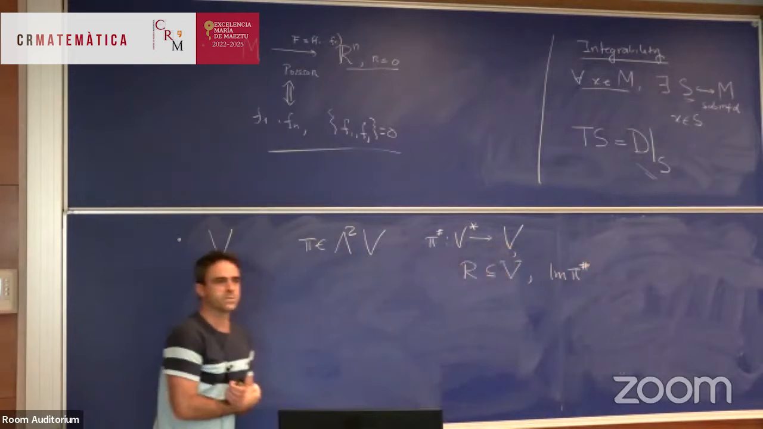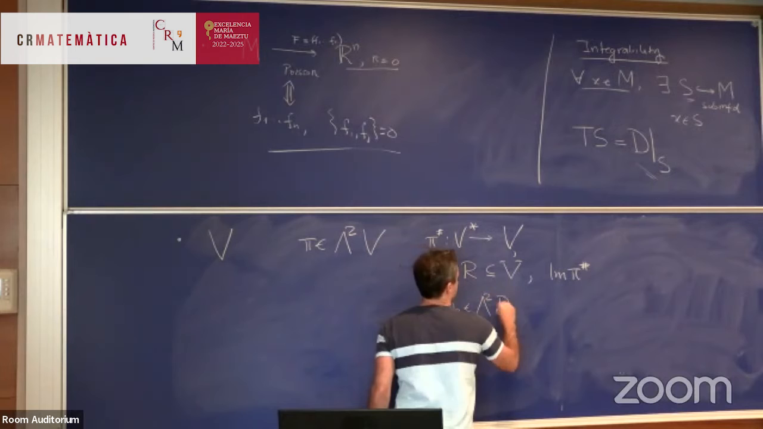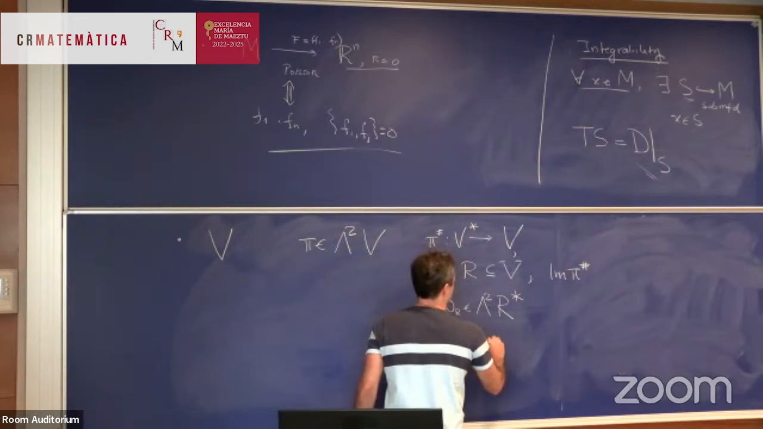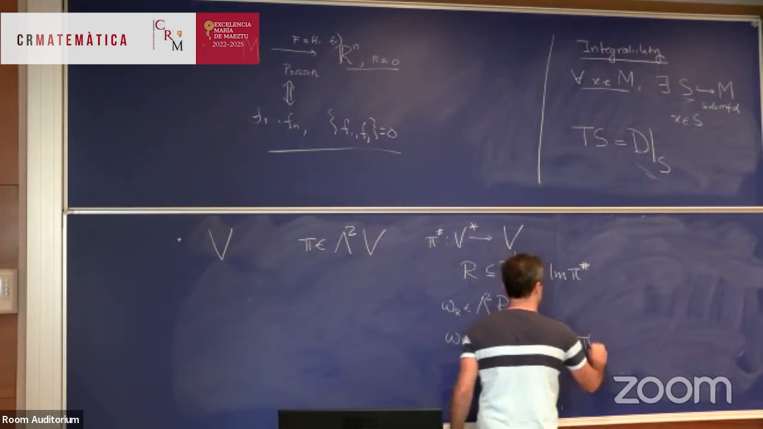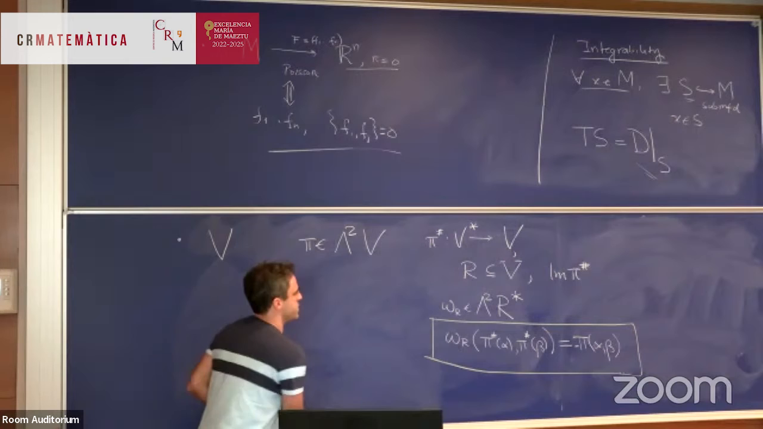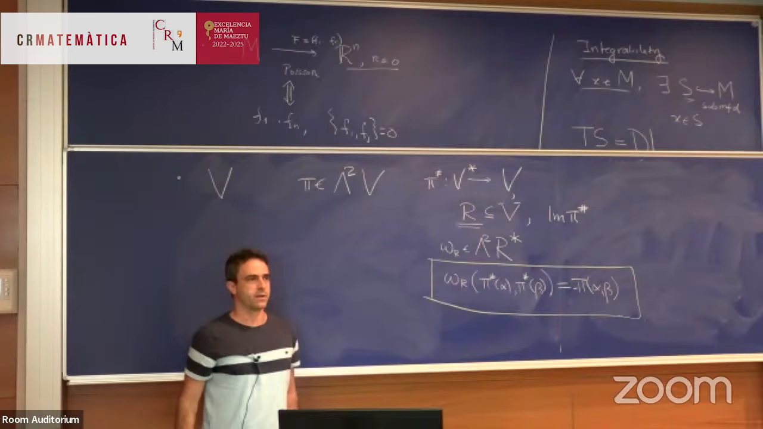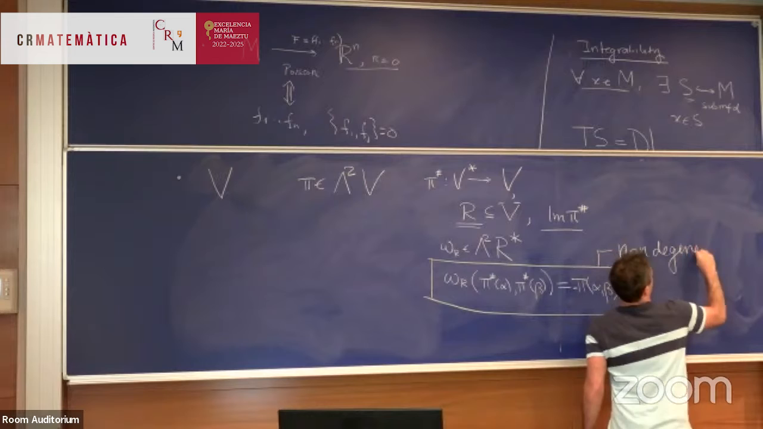And then something interesting happens: on this space you can define a skew symmetric bilinear form in the following way. Here, the sign is for things to match. And what you're going to check, it's very simple, is that this formula actually defines a skew symmetric two-form on the image of a bivector field like that. This form is also non-degenerate, that's an important thing. So in particular, the image of a bivector like that has to be even dimensional.